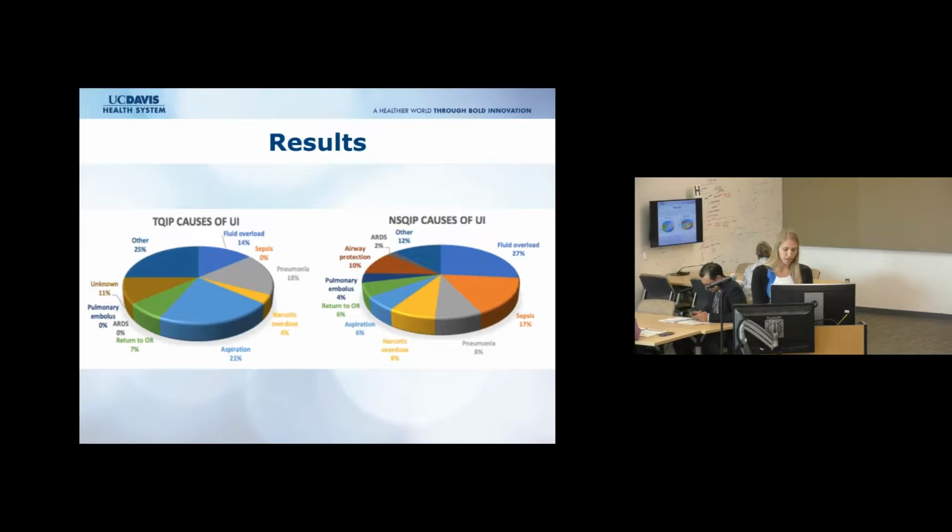Amongst our NSQIP patients, the most common cause was fluid overload, and this is not what's been reported in the literature. The most common cause in the literature is sepsis, so I think this is our key thing that we can do here at UC Davis to improve. With regard to the fluid overload events, these patients weren't reintubated and then quickly diuresed and extubated; their average length of intubation was about 6 days.